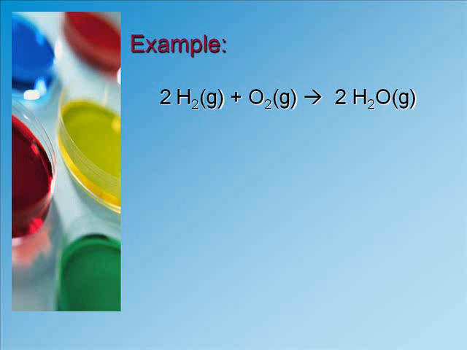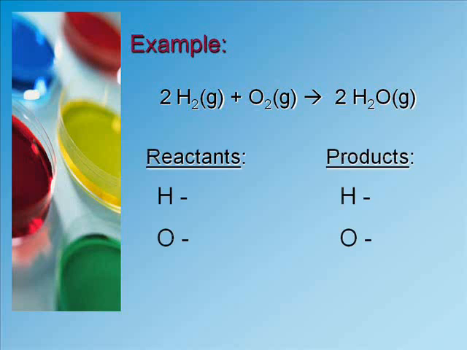Let's look at our previous example where hydrogen and oxygen react to form water. On each side we have hydrogen atoms and oxygen atoms bonded in different ways. Let's tally how many are there before the reaction and after the reaction. On the left-hand side, on the reactant side, we have 2H2. That would represent 4 hydrogen atoms. O2 represents 2 oxygen atoms. On the right-hand side, we see 2H2O. That represents 4 hydrogen atoms and 2 oxygen atoms as well.